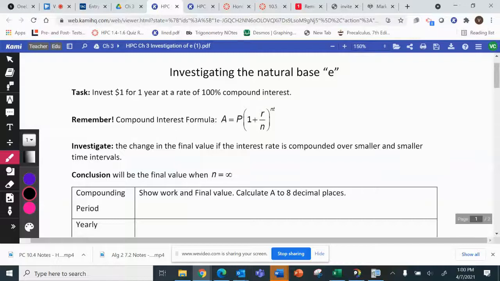We're going to investigate the natural base e. You should have learned about e before, though you might not remember much about it. We're going to derive it by using an exponential formula.